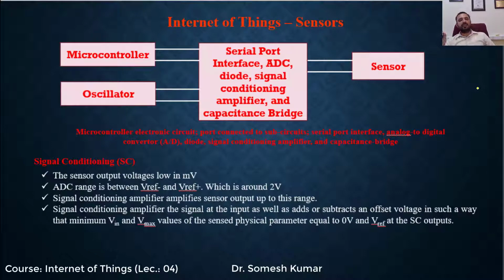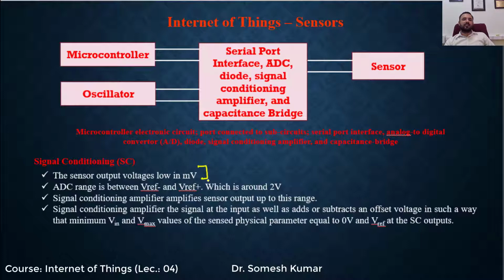Next one is your signal conditioning. So basically the signal conditioning is also part of your sensor circuit. Actually your sensor gives a very low output in the form of millivolts. This millivolt is a very small voltage that can't be read by the ADC. So first this output is given to the signal conditioning amplifier that converts this voltage to the acceptable reference limit of our ADC.